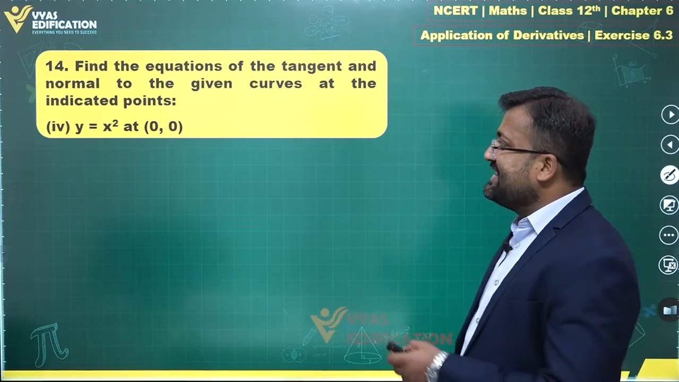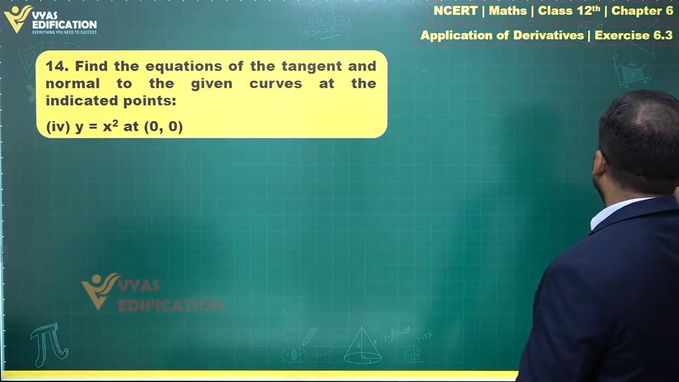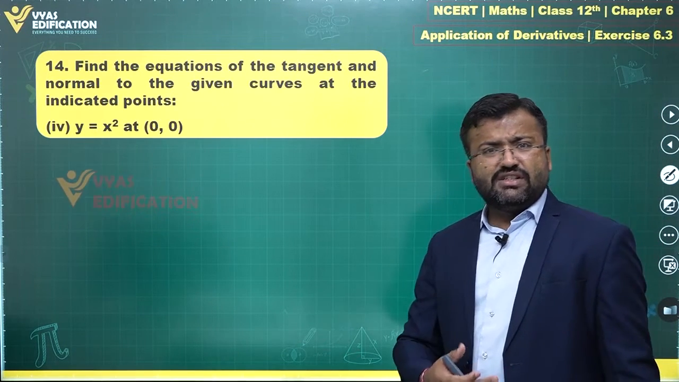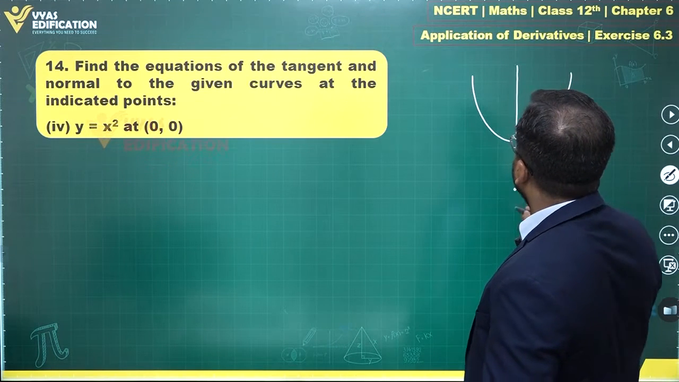Part fourth says y equals x^2 at (0, 0). We're supposed to find the equation of normal and tangent. Now this y is equal to x^2 at (0, 0). This is a parabola, the standard parabola, and at (0, 0) the curve will be this.